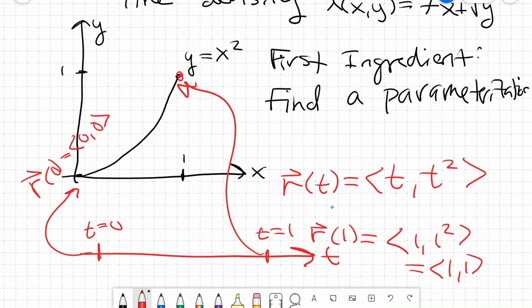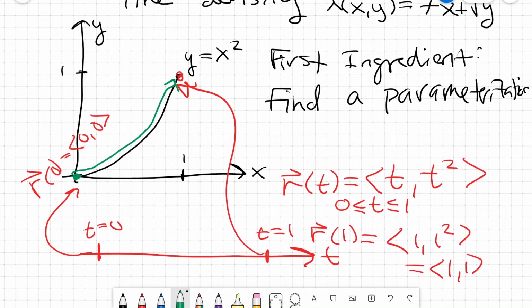We'll use the following parameterization with t being between 0 and 1. Don't forget the bounds of t. It's very important. Thus, at t equals 0, the ant will be at the origin and it'll travel all the way up along this line to the endpoint at 1, 1.